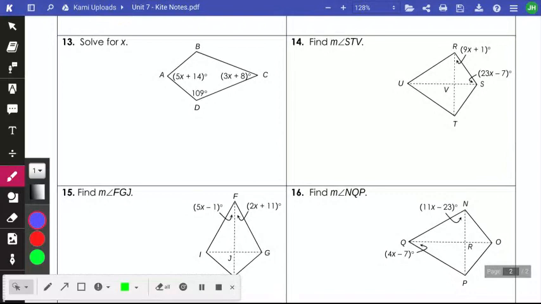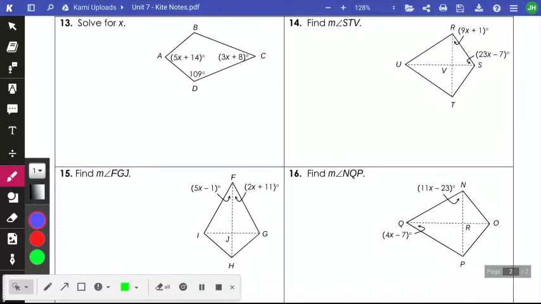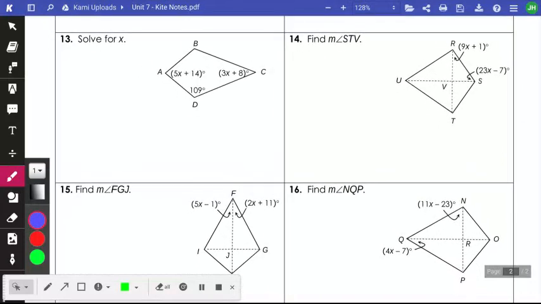Looking at number 13, we're still dealing with our angles, and we're still finding x. But the two angles that have equations, they're not equal. Angle A and angle C are not equal to each other. Angle D and angle B are equal to each other. So this is also 109.